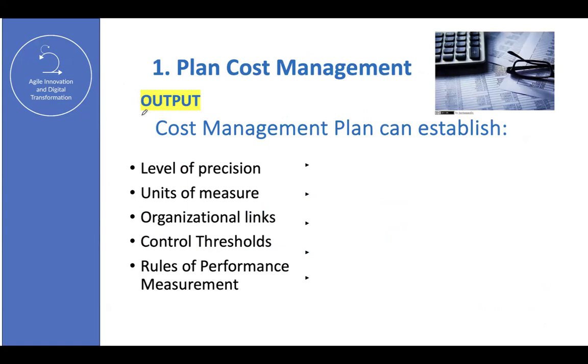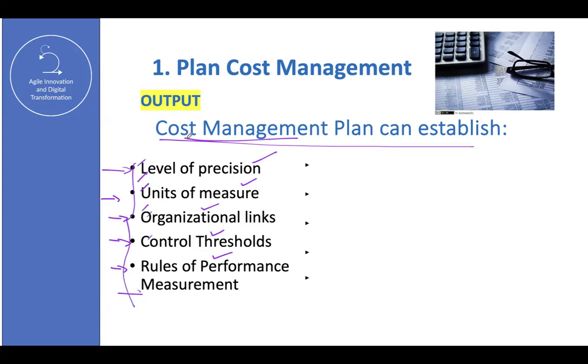All right. So Miss Pamela, can you help me reading the cost management plan components here? Sure. The first one is level of precision. 2 is the units of measure. 3, organizational links. 4, control threshold. Finally, rules of performance measurement. Thank you very much. So what is this? These are the components or the elements that you are supposed to include as part of the cost management plan, a couple of elements of information.